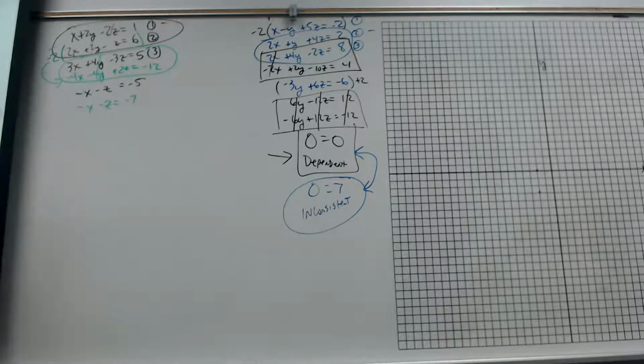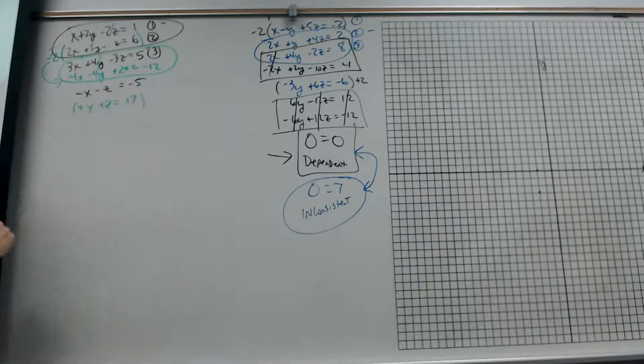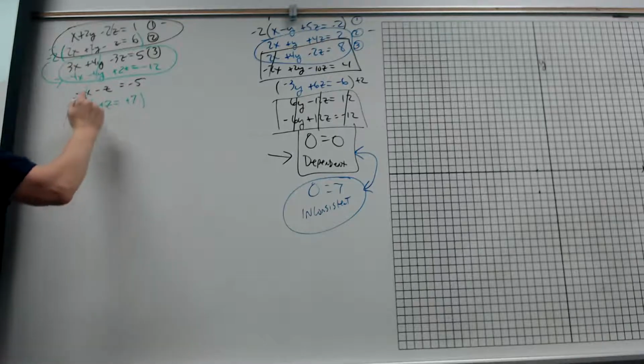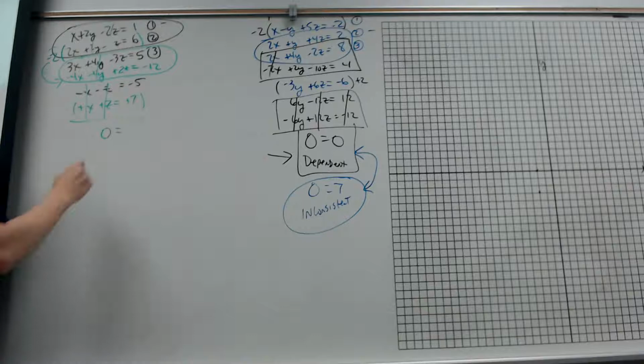Okay? So now if I change the signs here, plus, plus, plus, right? Now I've eliminated the x's, eliminated the z's, and I get 0 equals 2. And when is that true? Never. So this would be called what? Inconsistent.